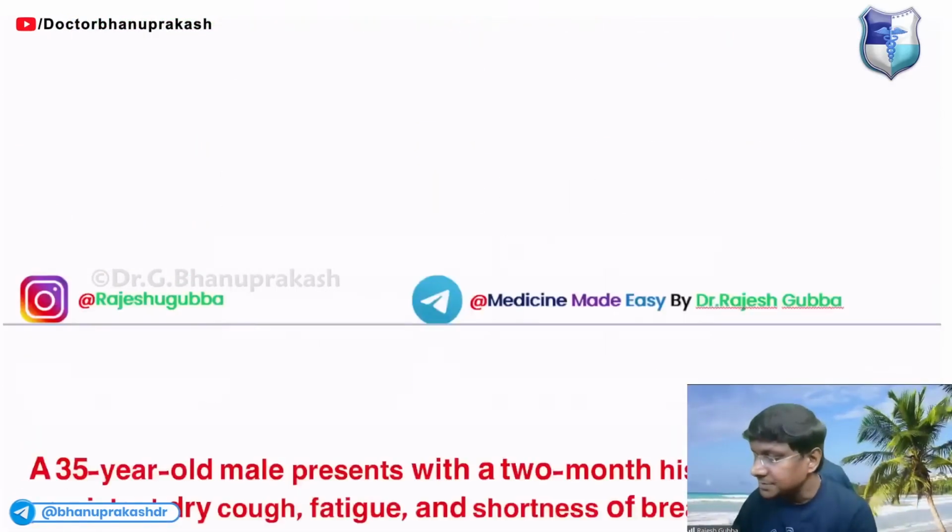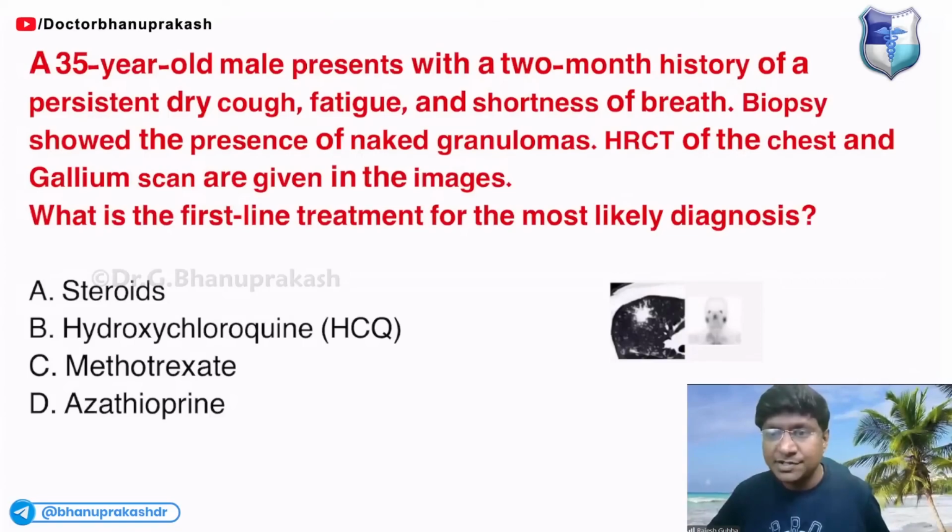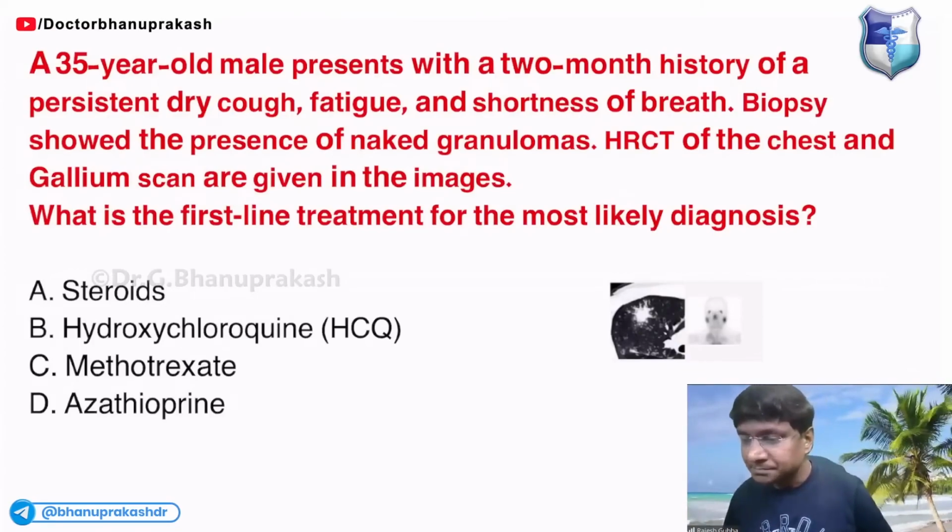Okay, then coming to the next topic, that is sarcoidosis. A 35-year-old male presents with a 2 month history of persistent dry cough, fatigue, and shortness of breath. Biopsy shows presence of naked granulomas, HRCT, chest, gallium scan, first-line treatment.